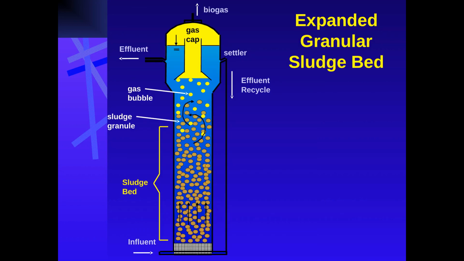This pie chart illustrates the market share of different types of granular sludge reactors. As you can see, UASB and EGSB reactors dominate the market, accounting for a combined 72% of all installations. This highlights the widespread adoption and success of these technologies in various industries.